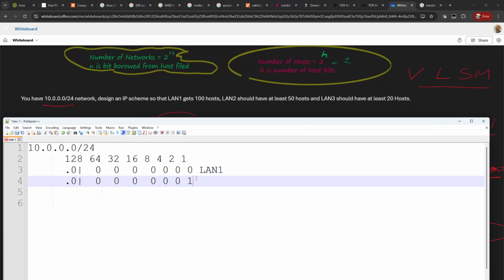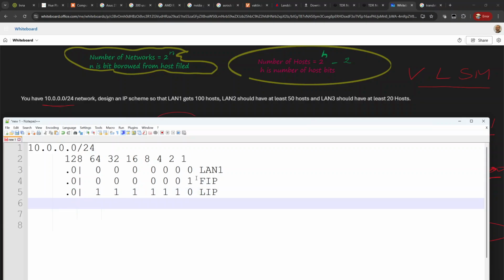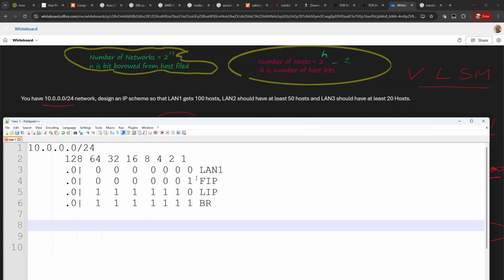So incrementing the last bit will give us the first IP. Incrementing all the bits except the last one after the vertical bar, we will get the last IP, and then incrementing all the bits here, we will get the broadcast. And then we have the broadcast right here. Then I think we are good right now.